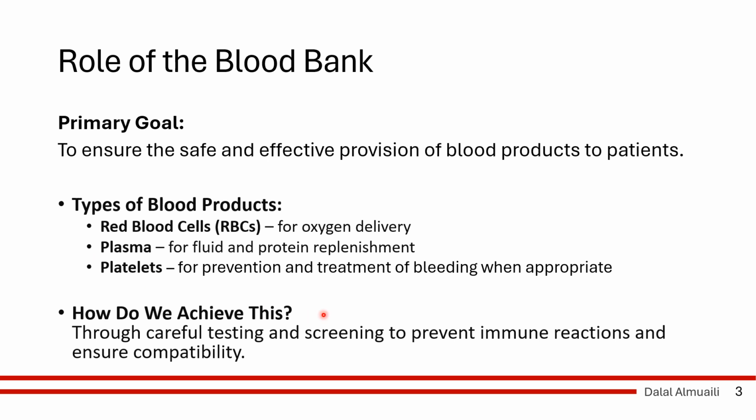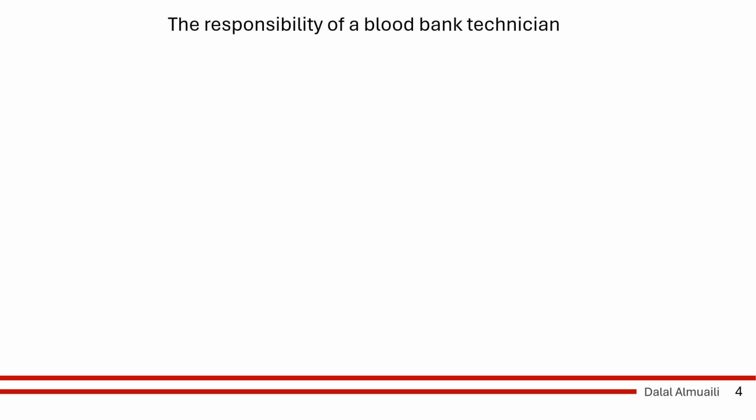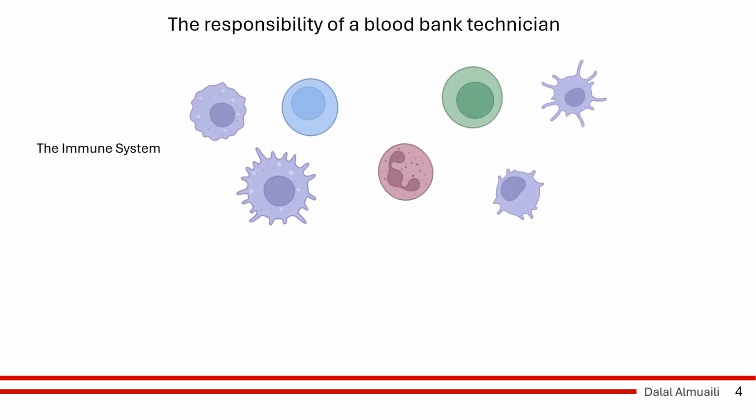How does the blood bank achieve its goal? Through careful testing and screening to prevent immune reactions and to ensure compatibility. Now, what makes the responsibility of the blood bank technician complicated? That is the immune system, both the immune system of the donor and the immune system of the recipient. Why does the immune system make our life complicated? Because the immune system is made up of all of these different types of cells. Those cells are different in what they do and how they do it, but ultimately they share one goal, and that is to protect the host.